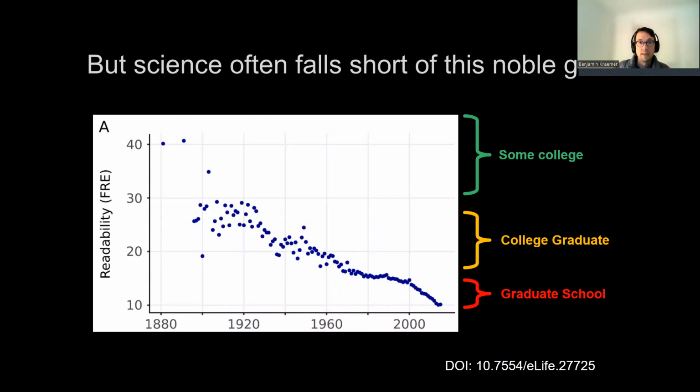So what this graph shows is that around the 1900s, the reading ease score matched what could be expected for someone who has some college level education. But as time went on, the readability of scientific literature decreased substantially, so that today, you basically need a graduate degree in the specific field to be able to understand primary scientific literature in that field. And this means that the vast majority of scientific literature is inaccessible to scientists outside that field. And it's inaccessible to policymakers, inaccessible to the public at large.